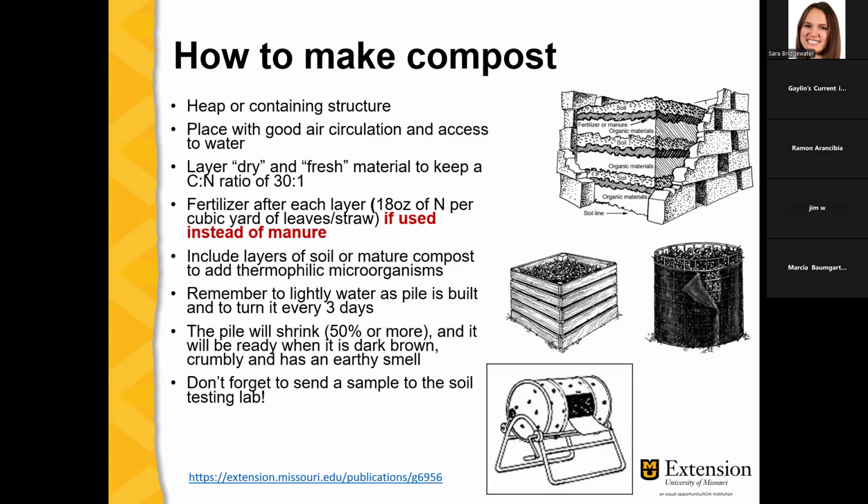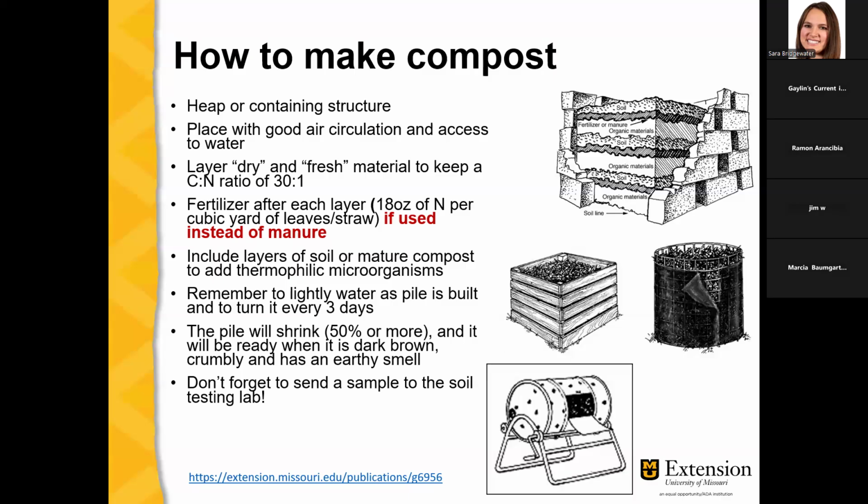Include layers of soil or mature compost from a previous compost pile to add the microorganisms that are going to do the job. If you add the microorganisms, the decomposition is going to start faster. Remember to lightly water the pile as you build it, and every 3 days turn it to allow aeration, as well as bringing the outside layers inside to get the temperature and the decomposing activity.